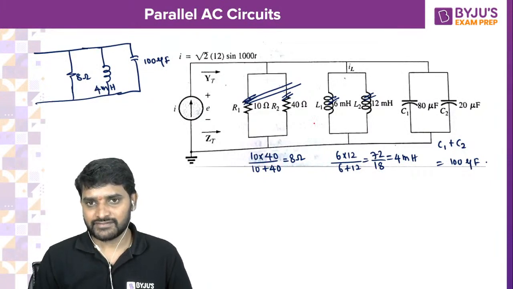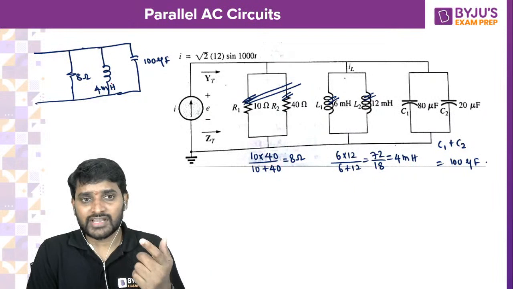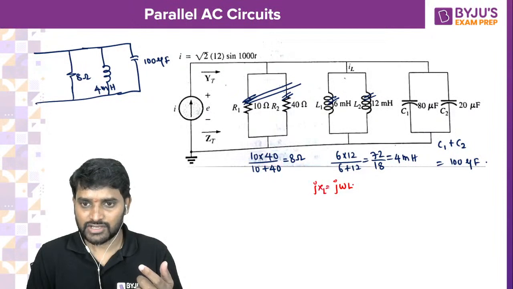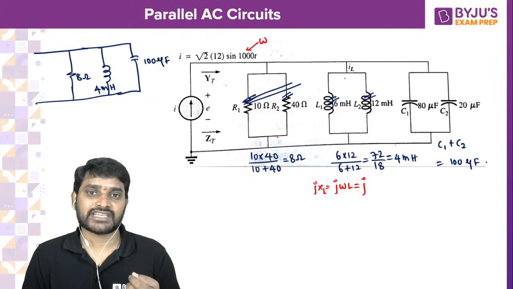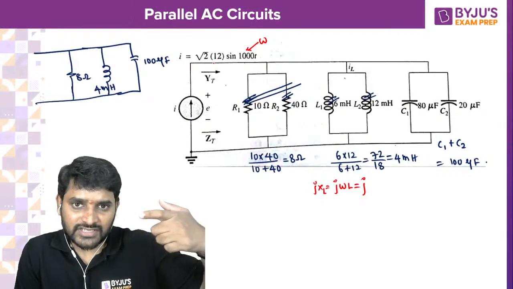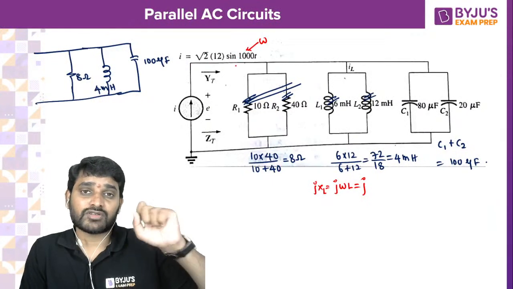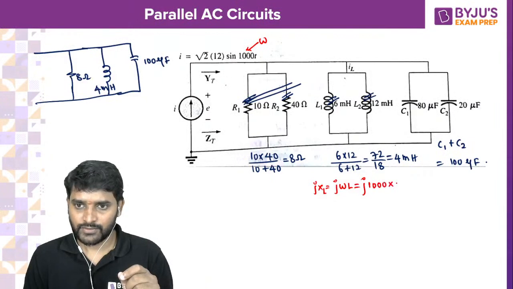Okay, first convert them into ohmic values. What is the ohmic value of this 4 millihenry? This will be j omega L, that is jXL equal to j omega L. J omega is how much? 1000 radians per second. The current delivered by this current source is a sinusoidal function with a frequency of 1000 radians per second, angular frequency. So j 1000 into 4 milli. Milli and 1000 get cancelled, you are going to get j4 ohms.